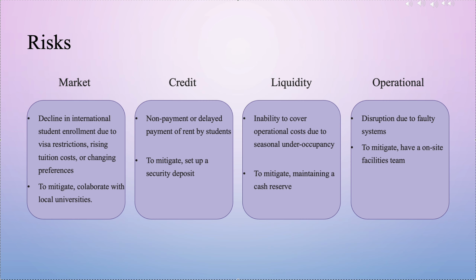Beyond the individual risks detailed in the register, we categorize them for a broader strategic understanding. Each risk presents a unique challenge and requires tailored mitigation. Market risk. These primarily involve external factors affecting demand, such as a decline in international student enrollment due to evolving global education trends or rising tuition, which we mitigate by collaborating with local universities and adapting our offerings.